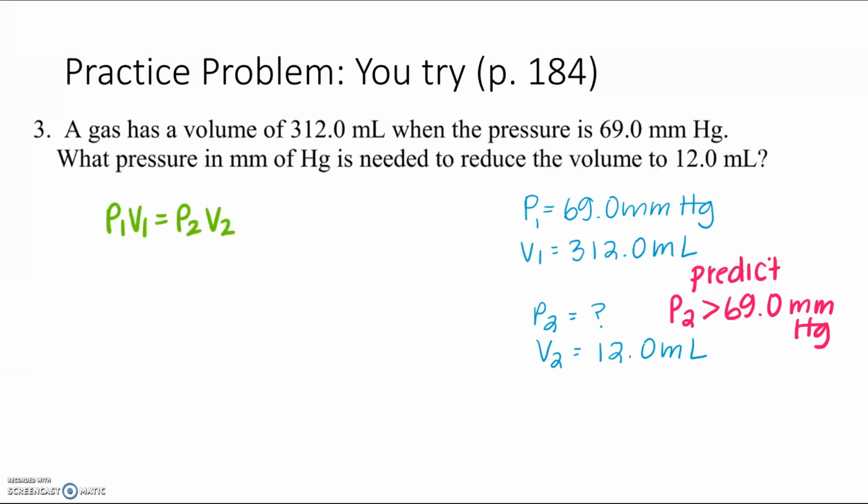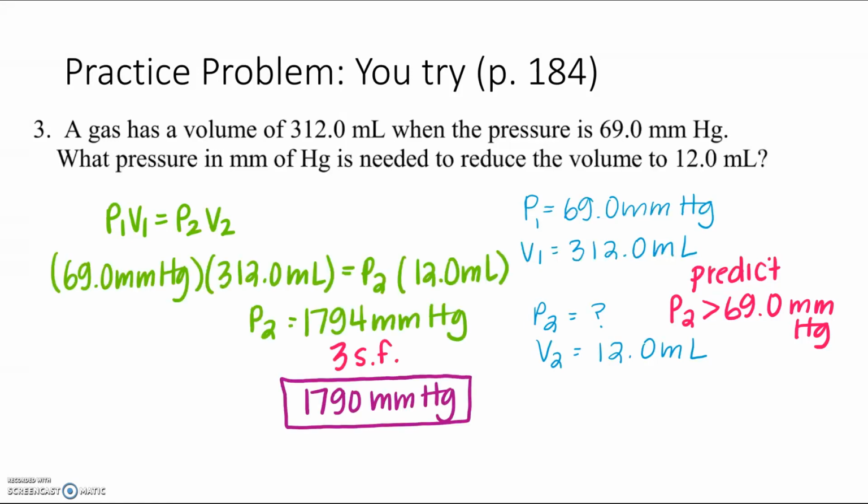So remember, this is the formula that you should have used. When you sub in, make sure you include units, and then remember to make sure that you are rounding to the correct number of sig figs.